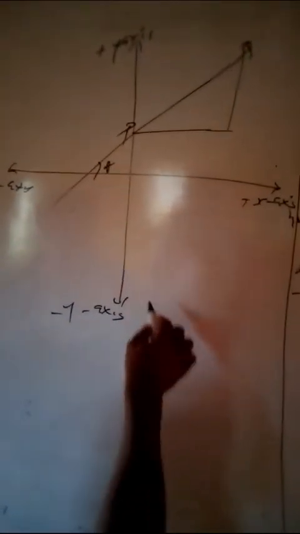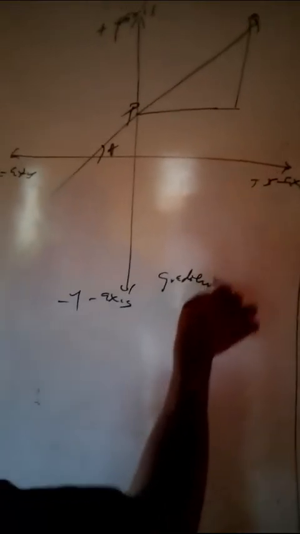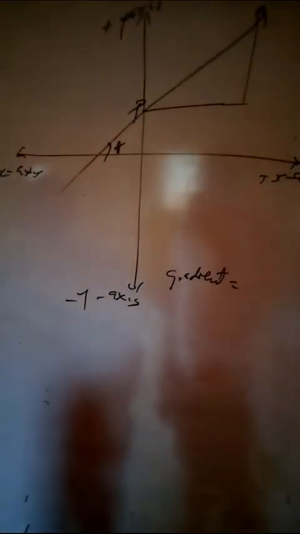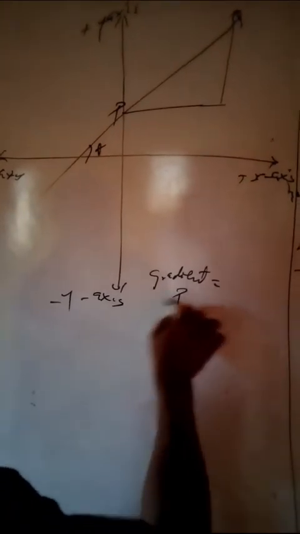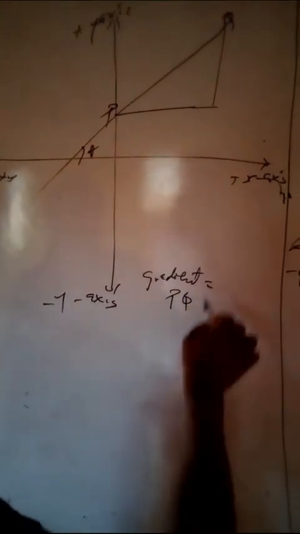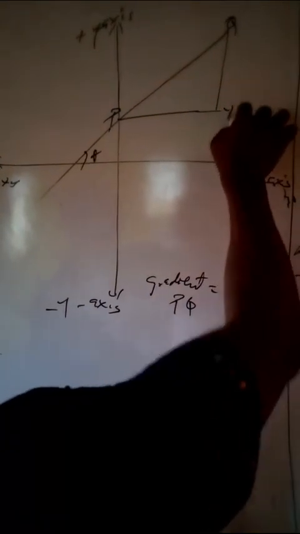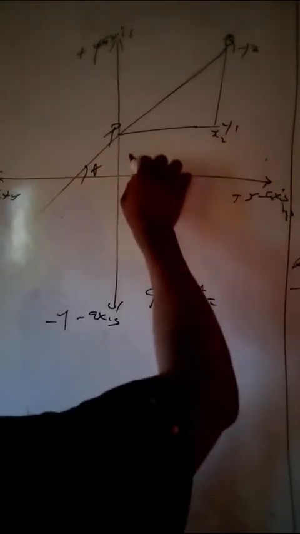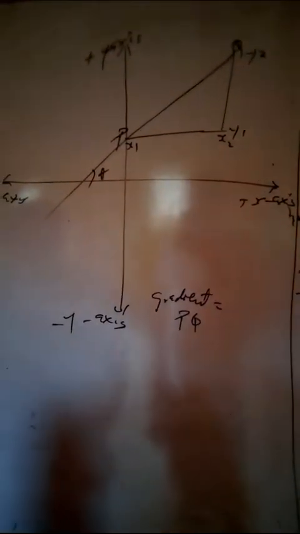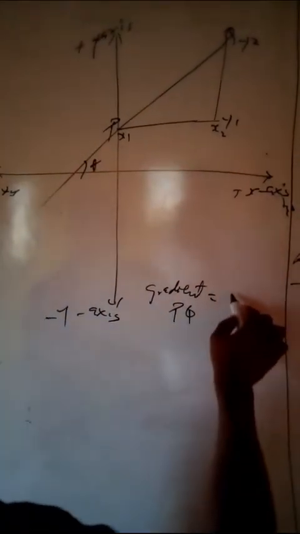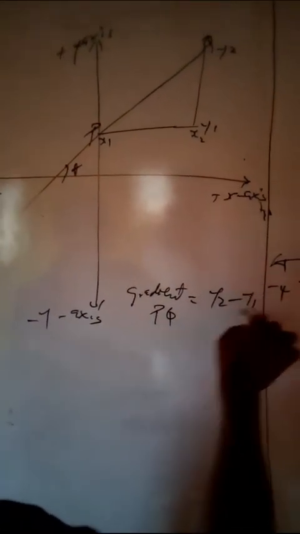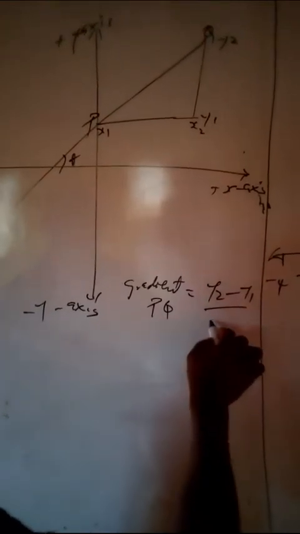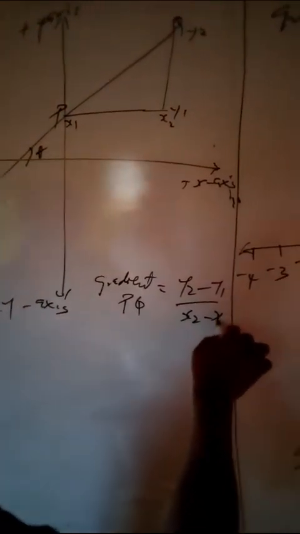Then, like I said above, the gradient of PQ is equal to the difference, which is actually y1, y2, x2, x1. So, which will give us y2 minus y1 all over what? x2 minus x1.